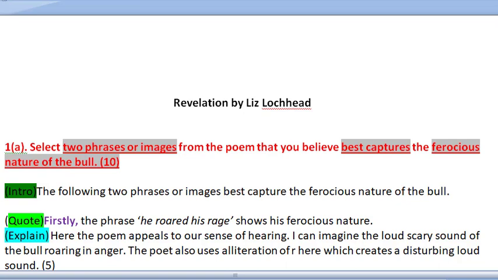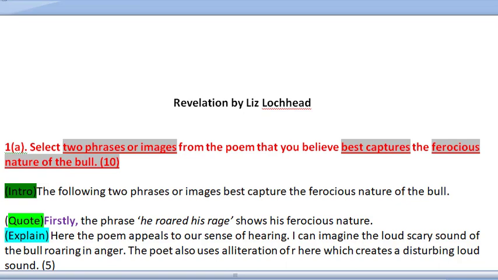So let's look at question 1A. Select two phrases or images from the poem that you believe best captures the ferocious nature of the bull. So as you see, I have highlighted the key words in the question: select two phrases or images, best capture, ferocious nature of the bull.